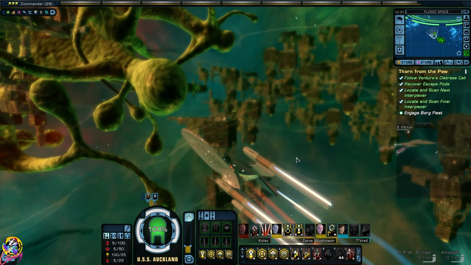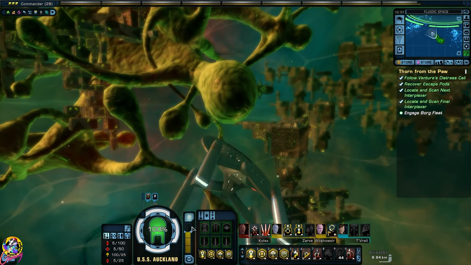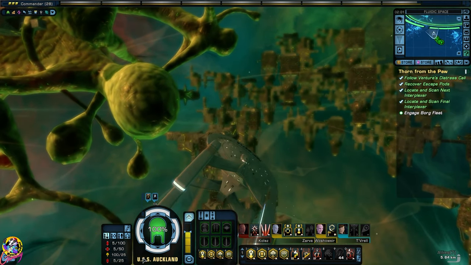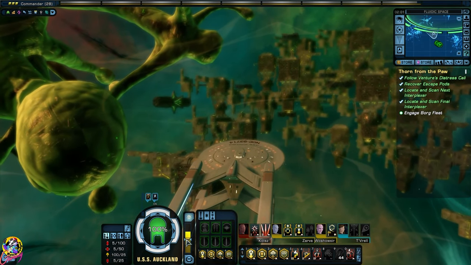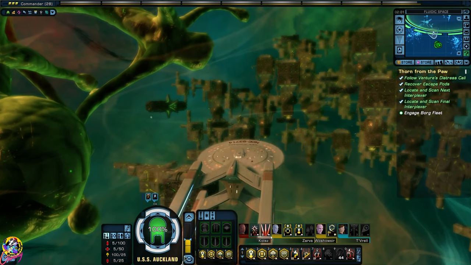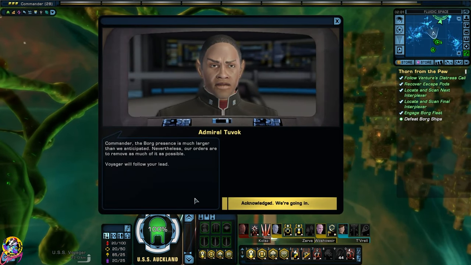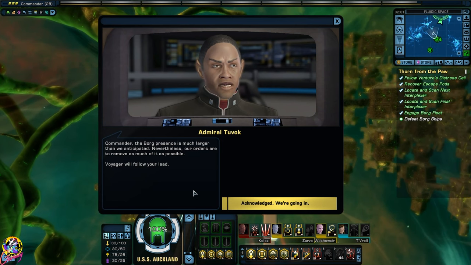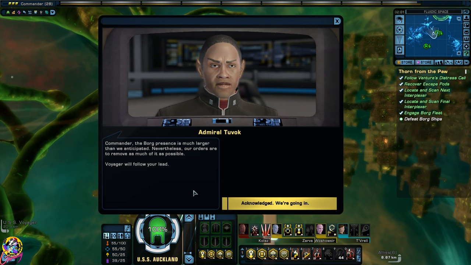Oh, there's Voyager! We've got to engage a Borg fleet. Ah, fantastic. Question is... Oh, that's a point. That is a point. Now I think about it... Well... The Borg presence is much larger than we anticipated. Nevertheless, our orders are to remove as much of it as possible. Voyager will follow your lead.